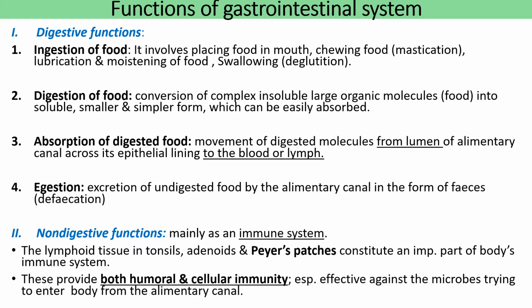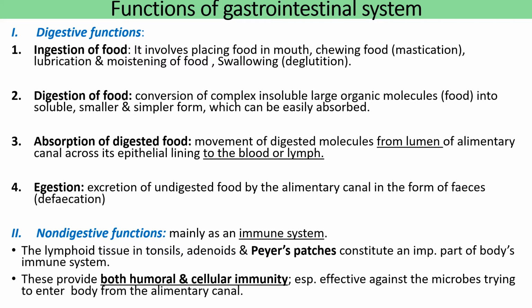The fourth function is egestion or excretion of the unwanted products. So, excretion of the undigested food by the alimentary canal is done in the form of defecation. The non-digestive functions mainly include the immune system. There are lymphoid tissues present along the alimentary canal in the form of tonsils, adenoids and Peyer's patches. So, especially the Peyer's patches, which can be seen in the small intestine, they constitute an important part of the body's immune system.